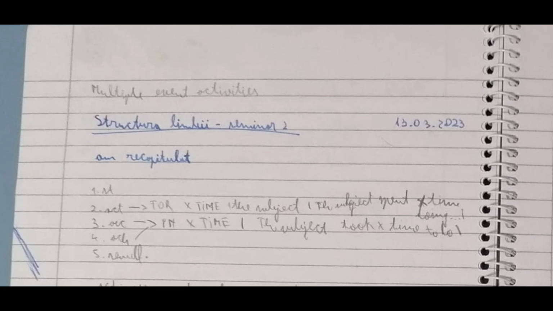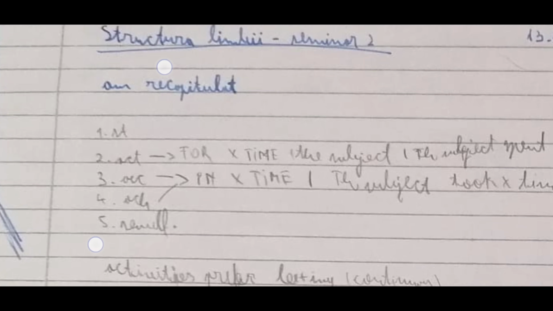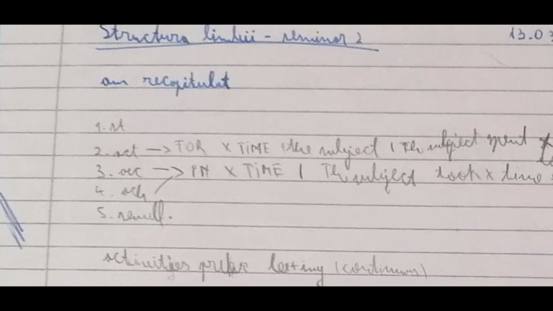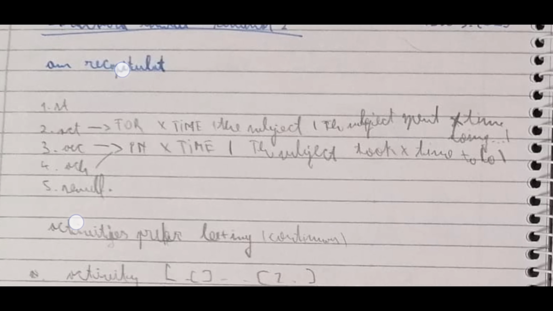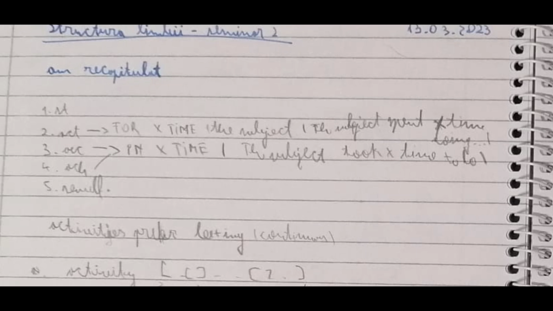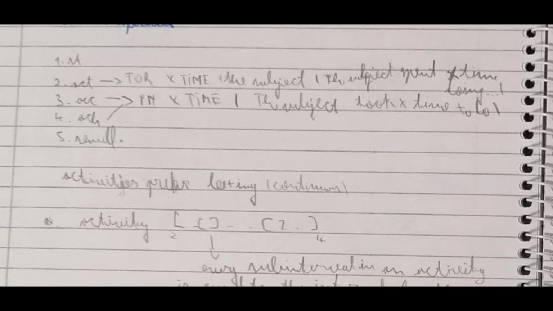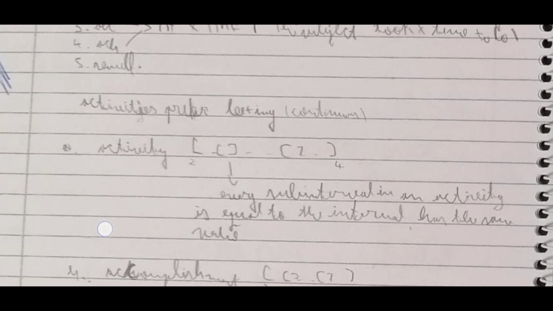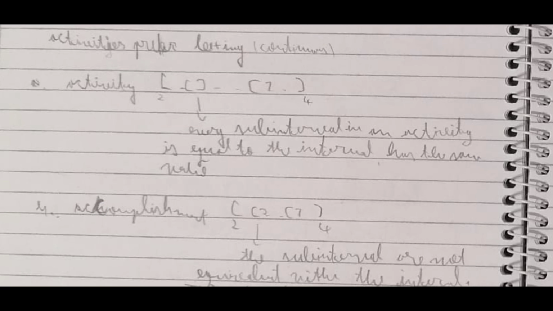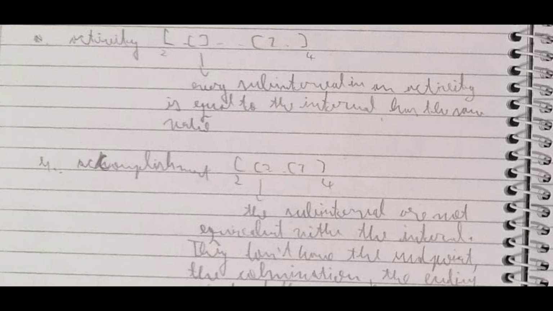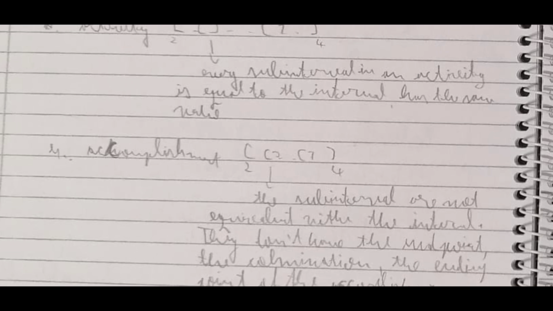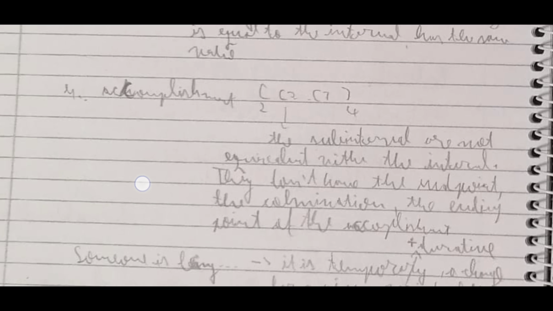Multiple event activities. So 1 stative, 2 activity, 3 achievement, 4 achievement, 5 remove. For x time the subject meant x time long. In x time the subject took x time to do. Activities prefer lex plus ing, continuous, b plus ing, activity. Every subinterval in activity is equal to the interval. Accomplishment, the subinterval are not equivalent with the other interval.